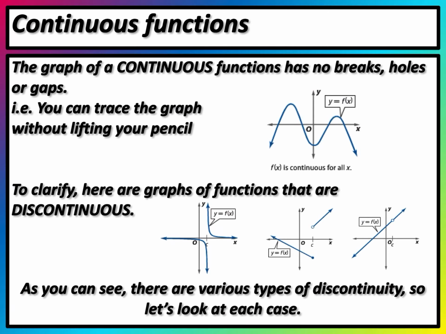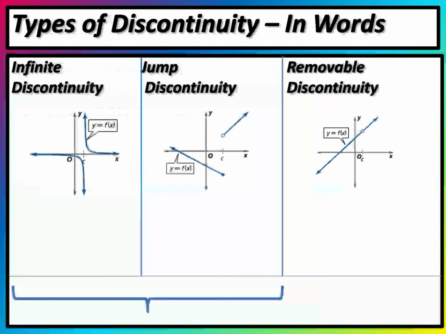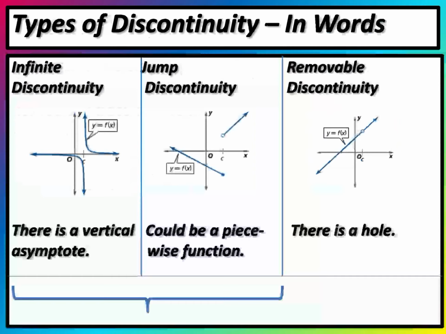Okay, we can review them and talk about what they mean in terms of limits now. All right, so we have seen infinite discontinuity, and we know that that happens when there is a vertical asymptote in our graph. Okay, so in terms of a limit, what is that going to mean? Think about that for a second.